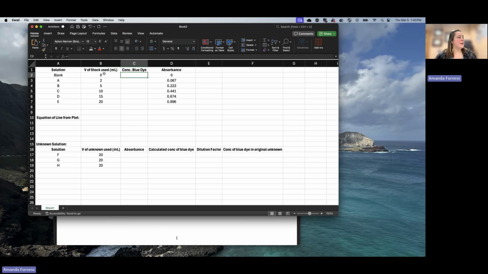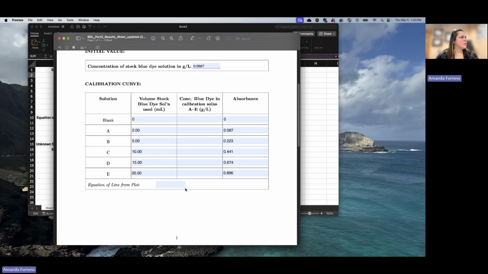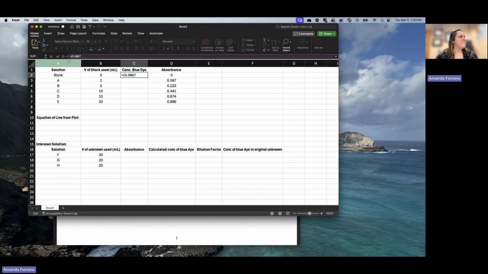I like to use Excel to plug in these formulas. You can click on the cell and then type the formula up here in the top. So we're going to say equals, open parentheses, my M1 was 0.0667. Let me just make sure that's what it actually was. 0.0667, yes, okay. Times V1.